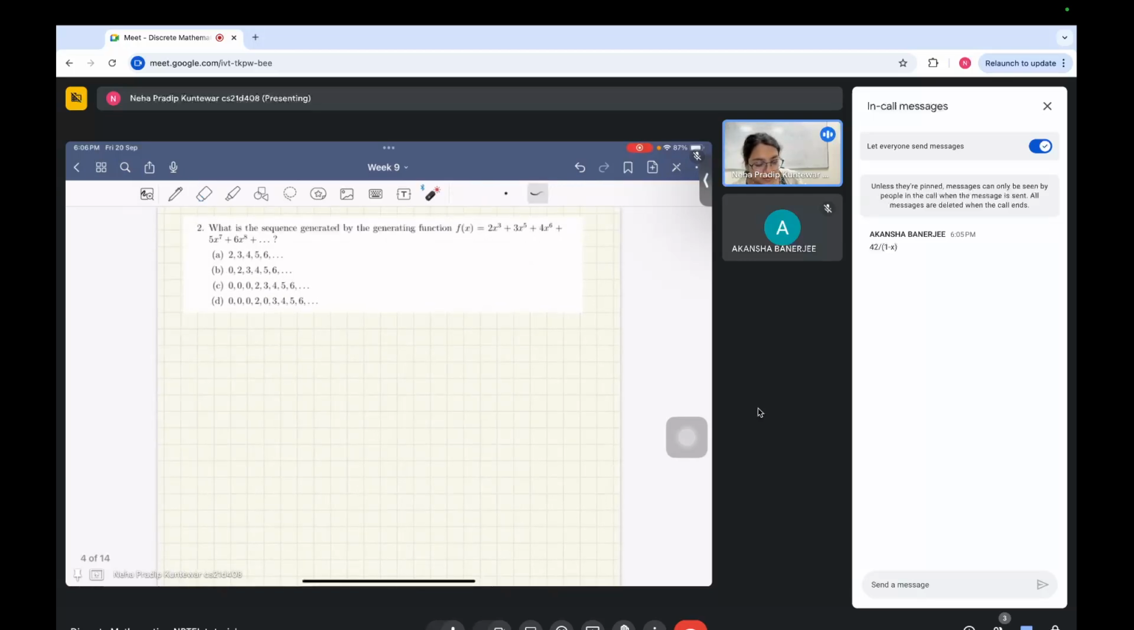Right, so you're given this generating function, and this is an infinite function. So what you want to tell is the sequence that is generated by this.